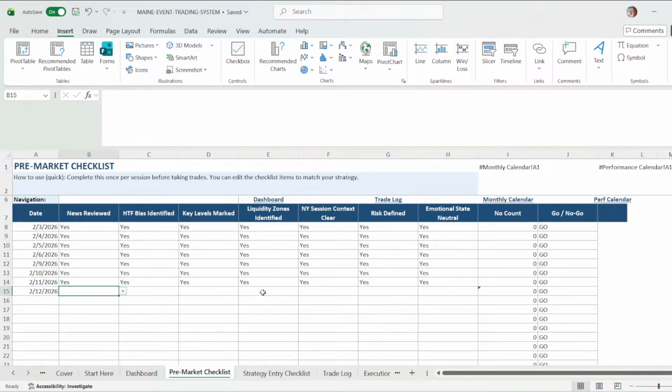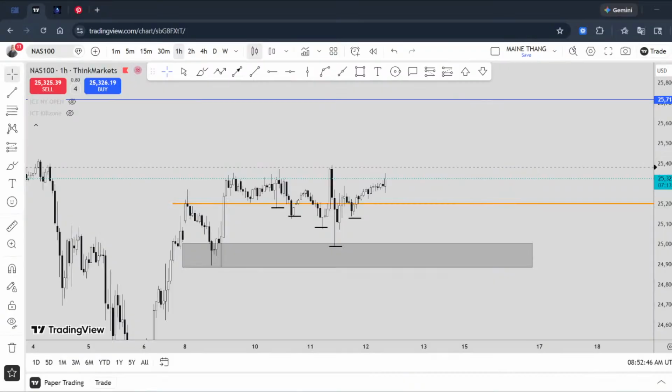So you know what we start out with always: my trading system and journal. Let's just get to it. I have a pre-market checklist that I always go through before I even think about entering. So we're going to review news.